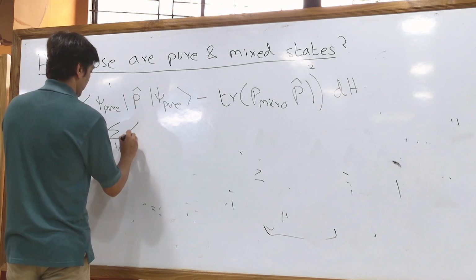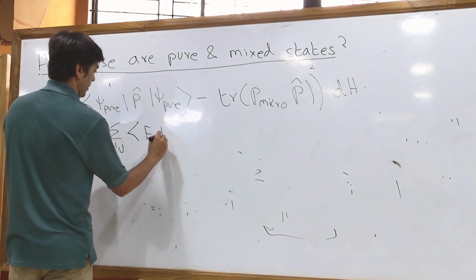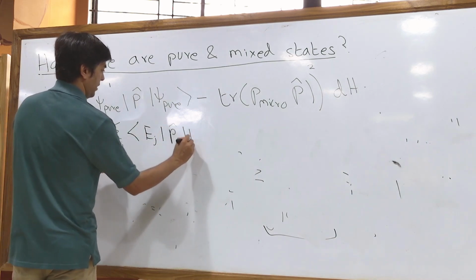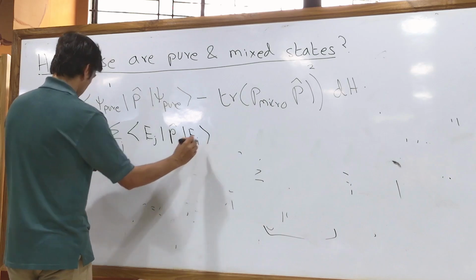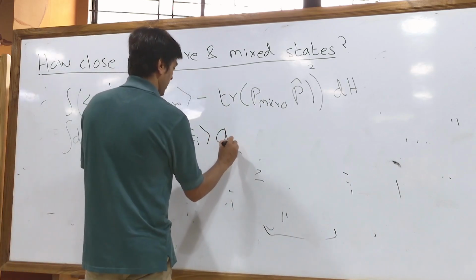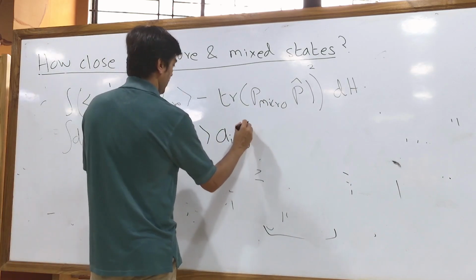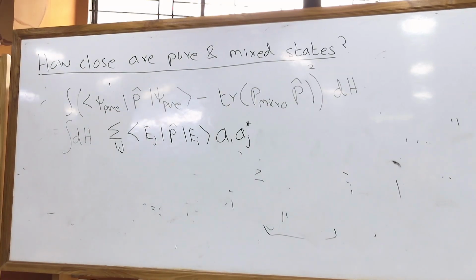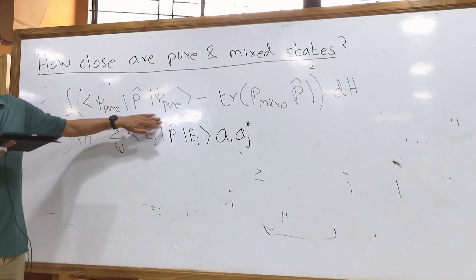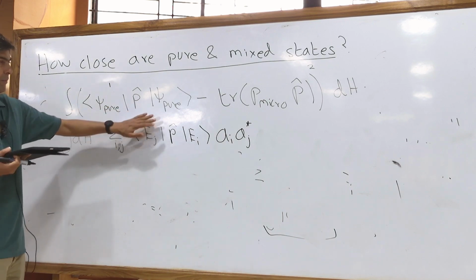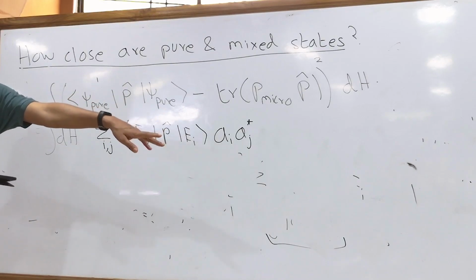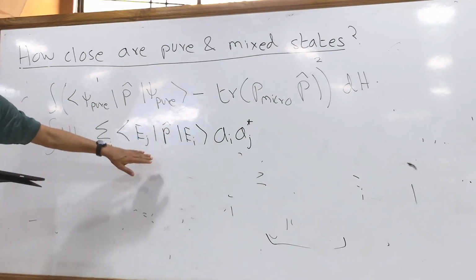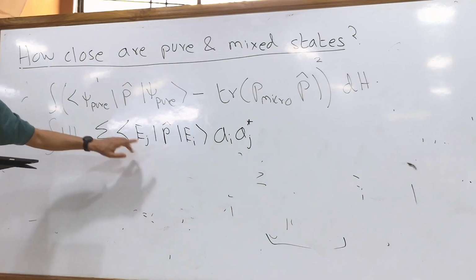So this is E_j P hat E_i, and a_i a_j star. Remember, this was the basic term that we got, which should still be written here, or maybe it got erased. This was the term that we got when we took the expectation value of P hat in the pure state. Remember the pure state is given by the sum of a_i E_i. So you take the bra and ket and you get this a_i a_j star term in this way. Okay, this is coming from here.